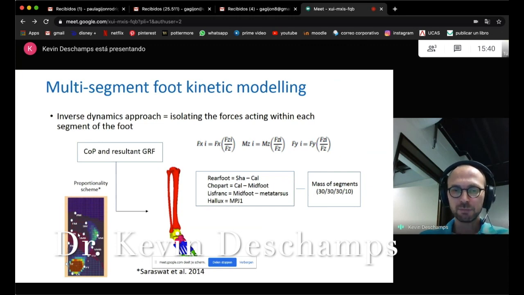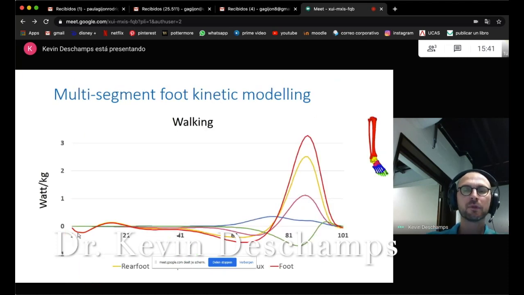So from that perspective, we can for each segment analyze in time the center of pressure, and from there on also calculate the moment arms that for each respective joint is of application. And the first clinical output that is generated basically from those multi-segment kinetic modeling is the following.